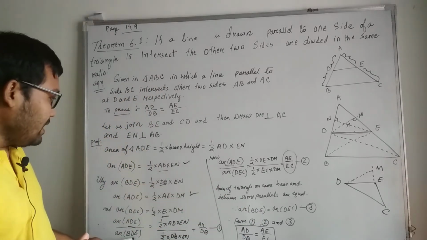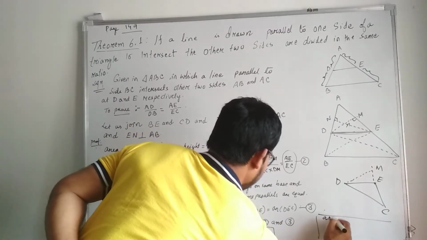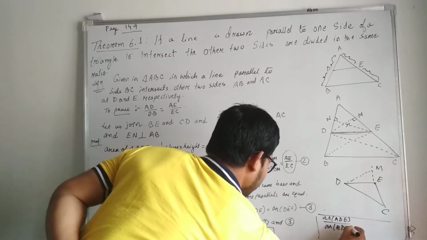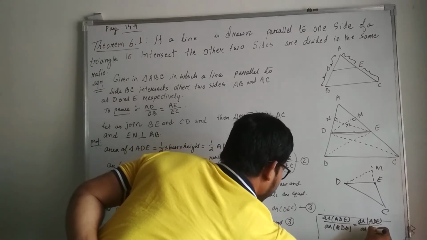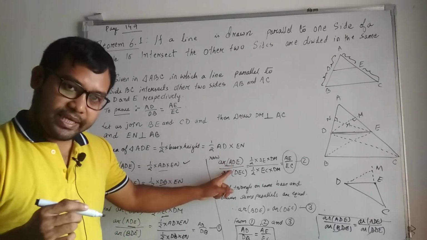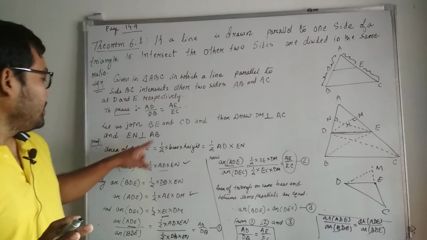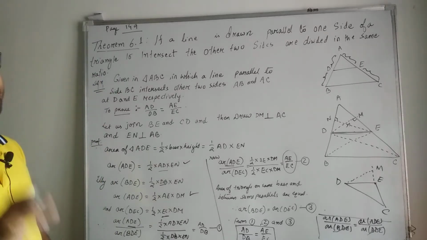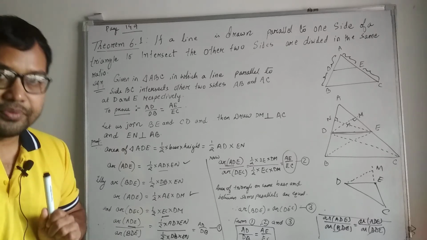Since these two triangles are equal, area of BDE equals area of DEC. This is equation 3. Using equations 1, 2 and 3, we get the required solution, that is, AD by DB equal to AE by EC. I hope you have understood this particular theorem. It is one of the most important theorems we have. Thank you. Any doubt, please let me know.